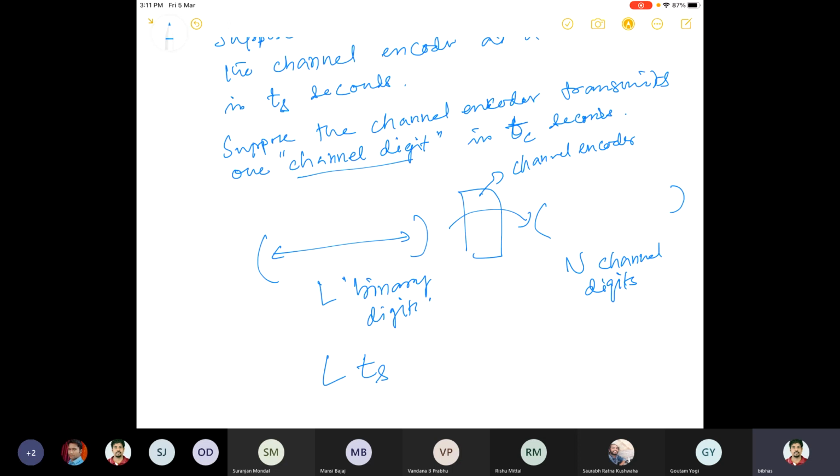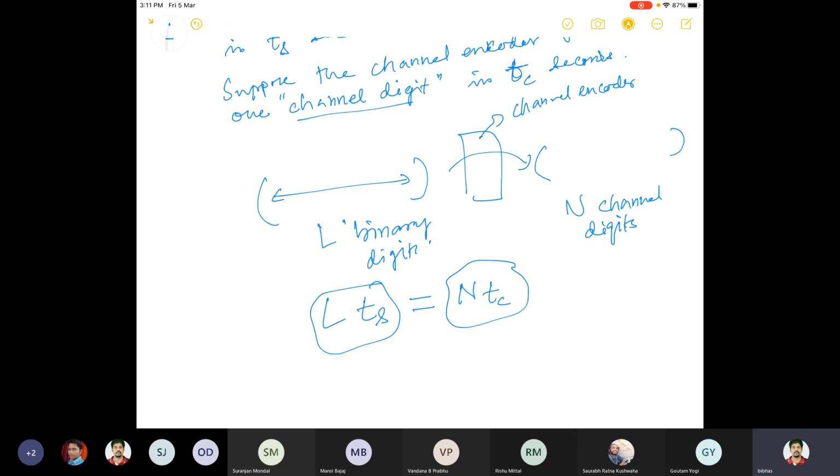Now when it is transmitting through this channel, it takes the time Tc for one channel digit, and let's say n digits are there. Now, in order to make a good synchronization of the entire process, to avoid any kind of time delay, because this is the total time here and this is the total time here in terms of number of digits, given this input of L binary digits, I should define this.